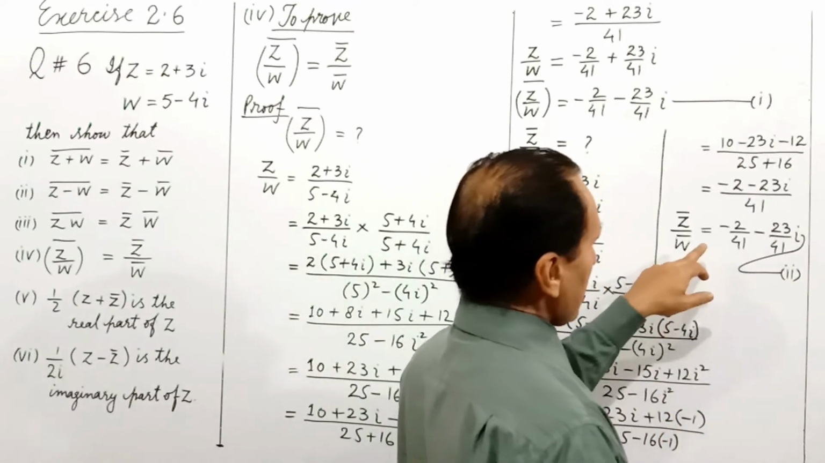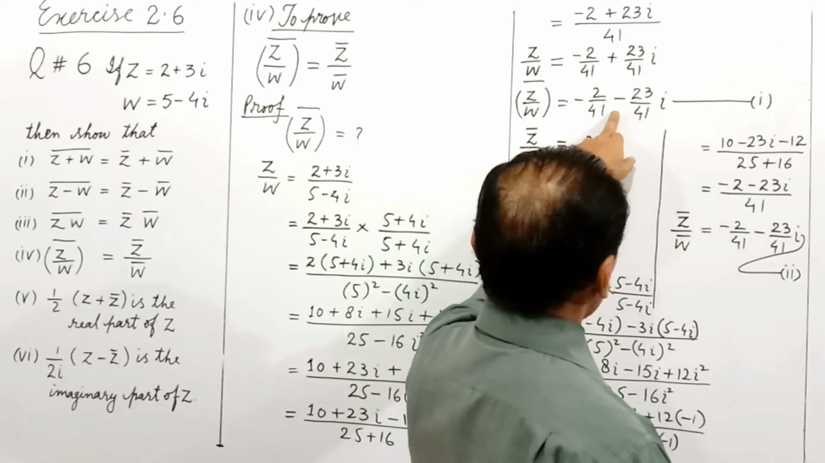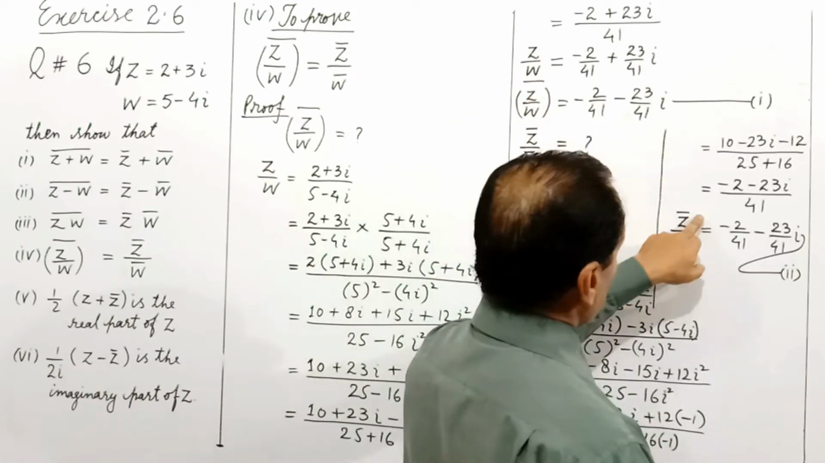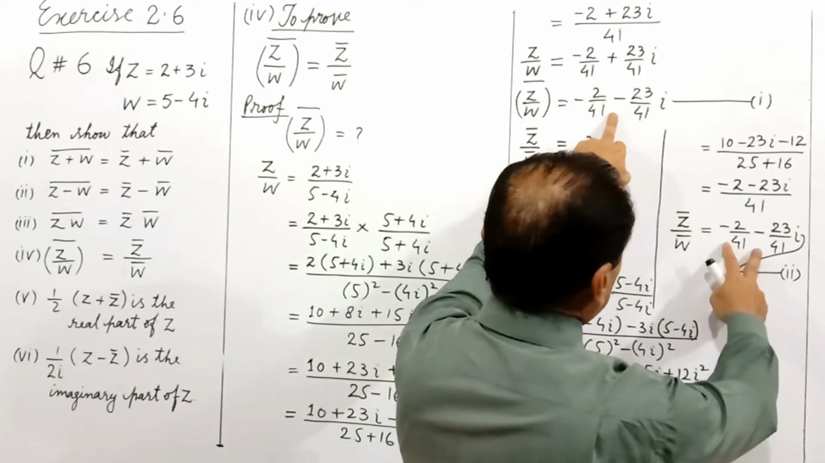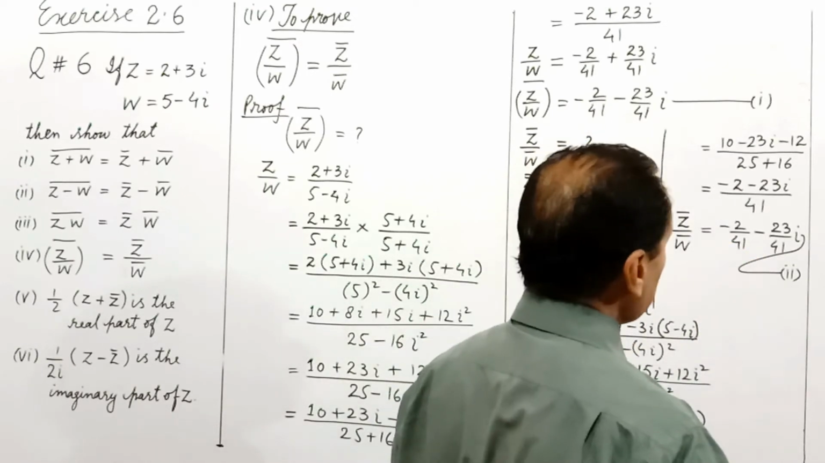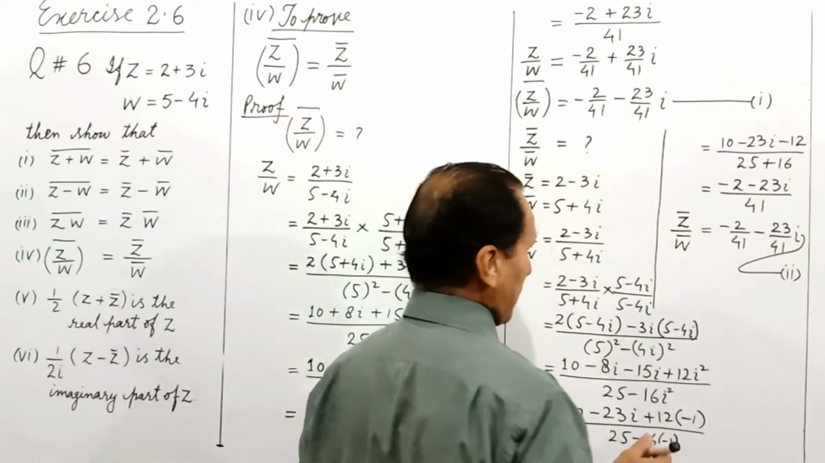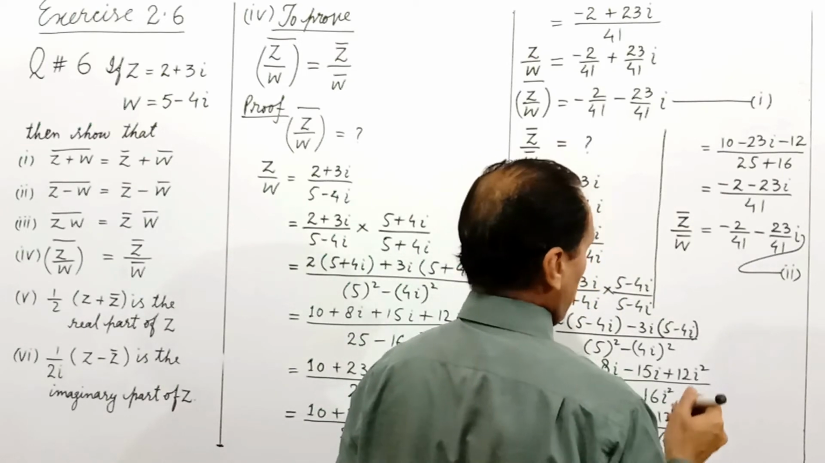Hence, by comparing the right hand sides of these two results, means z over w whole bar and z bar over w bar, the right hand sides are same. Right hand sides are same. So therefore, left hand sides are equal according to the transitive property of equality of real numbers.